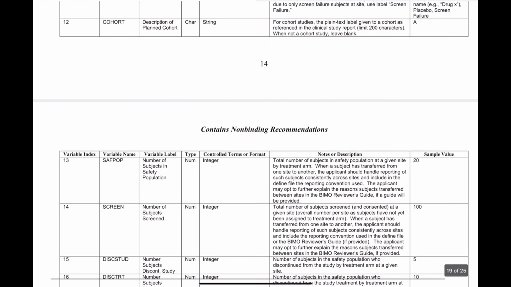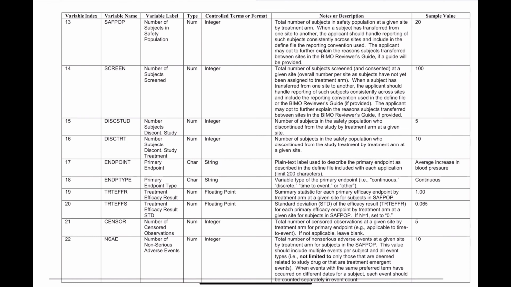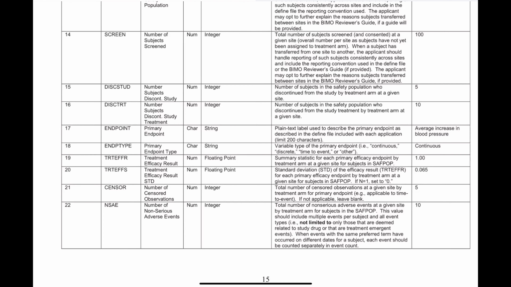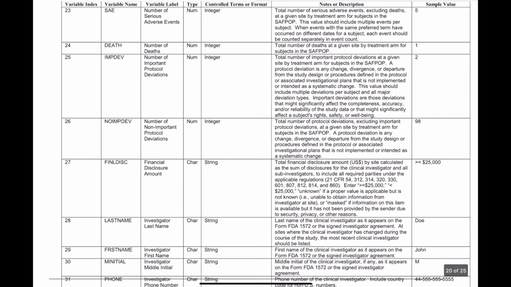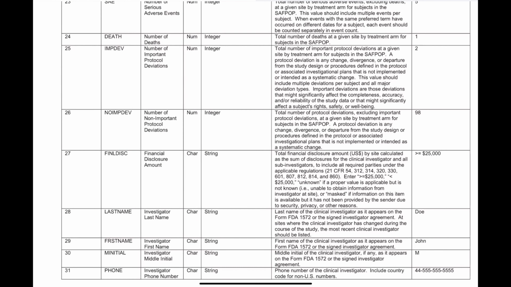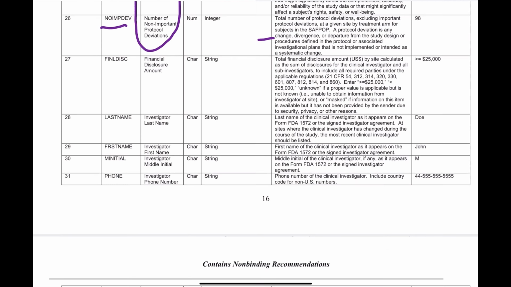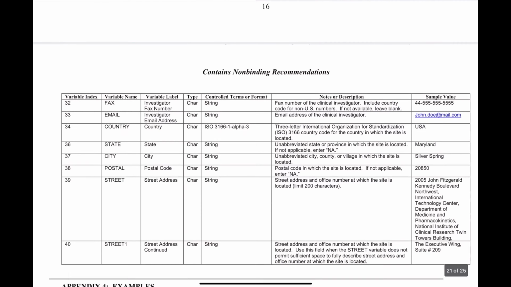Okay, as you can see, there are many variables here. There are some changes currently for the 2020 guide compared to the 2018 guide. That is these two variables. These two variables are important. See, they are specific for this non-important and important protocol deviations, previously with 2018 guide is different, so pay attention to this one. Okay, and the rest should be very straightforward.